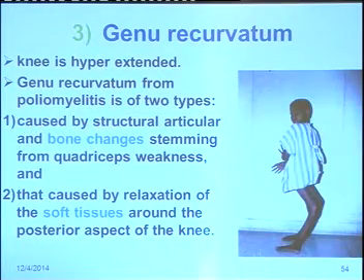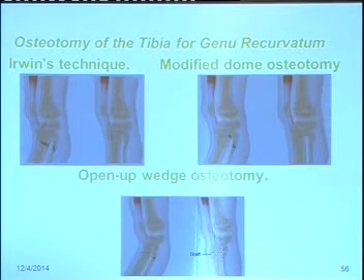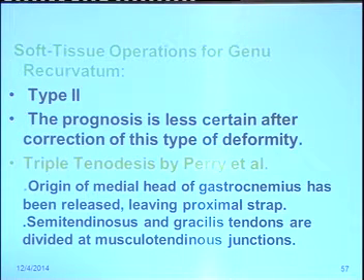Genu recurvatum, the knee is hyperextended. Usually it leads to 2 types of deformity. One is bony or structural changes, another is only soft tissue involvement. If there is bony involvement, the prognosis is better because you can do certain corrections by osteotomies. So you do either a closed wedge osteotomy, a dome osteotomy or an open wedge osteotomy to correct the deformity. But if it is type 2, where only soft tissue is involved, the prognosis is less certain after correction of this type of deformity.